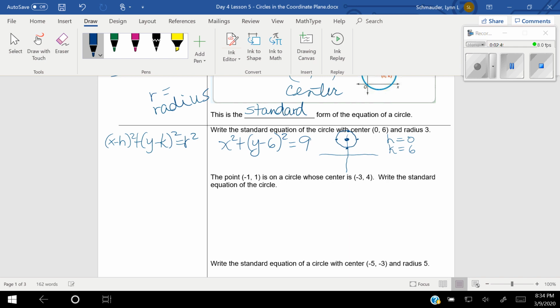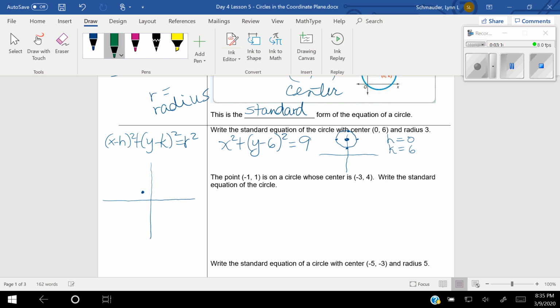Okay, how about the next one? The point (-1, 1) is on a circle whose center is (-3, 4). Write the standard equation. Okay, well, we got to draw this. Come on, guys, we simply must. Do not try to do these without drawing a sketch. So the point (-1, 1) is on the circle whose center is at (-3, 4).